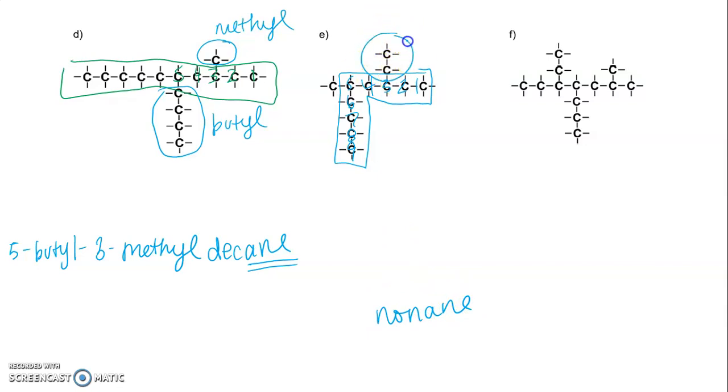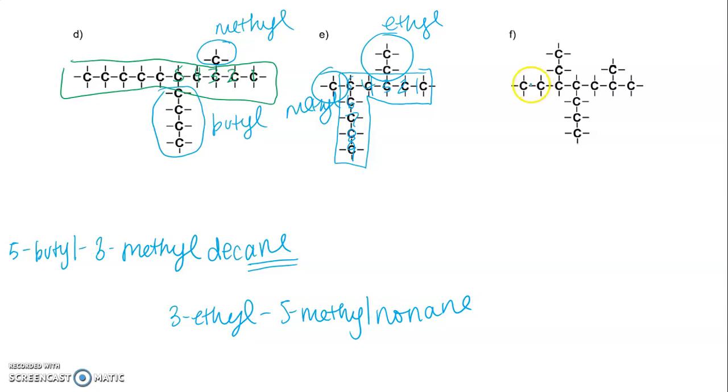There's a substituent group here and here. So the 2 would be called ethyl. The 1 would be methyl. So ethyl comes first. We have 3 ethyl, 5 methyl nonane.